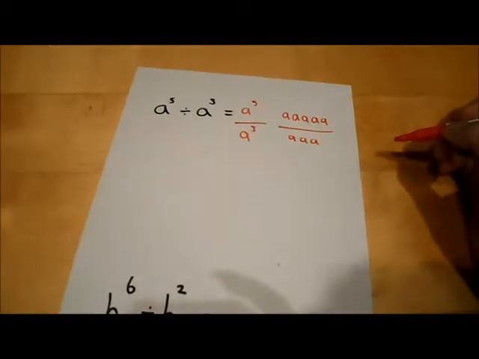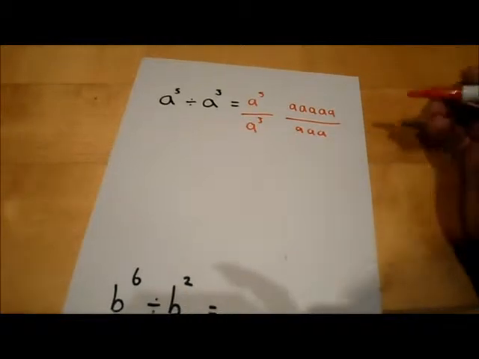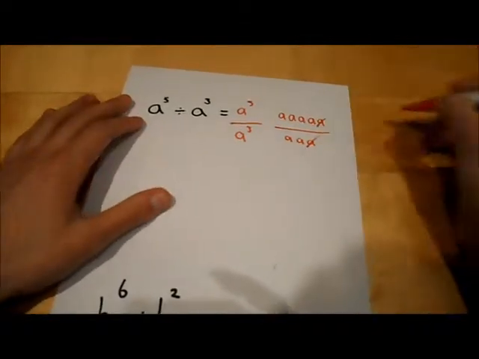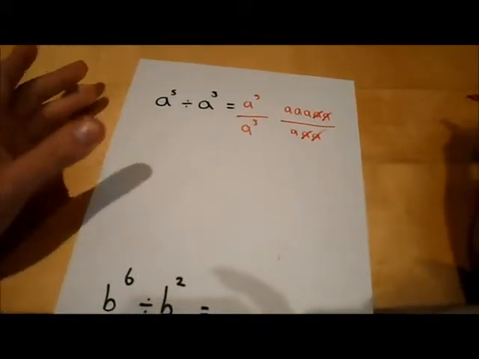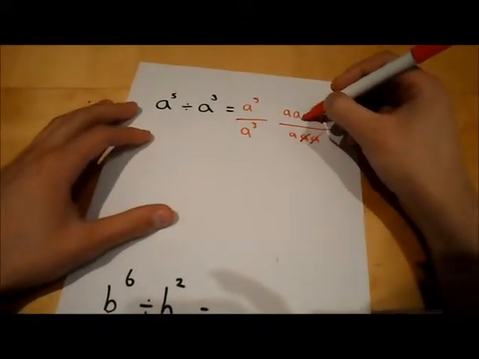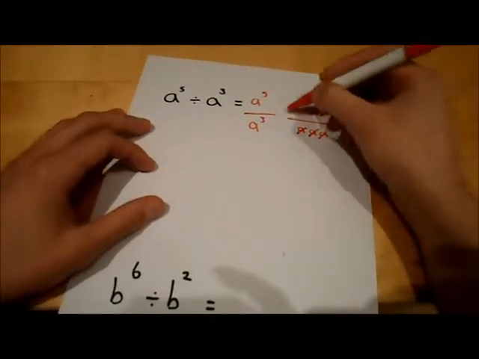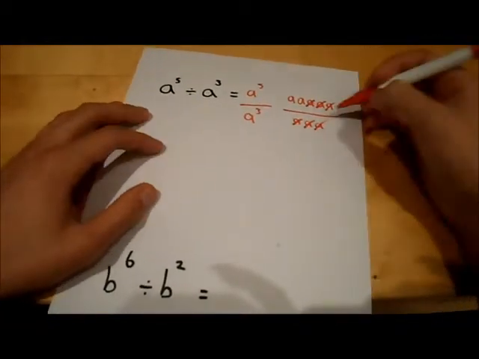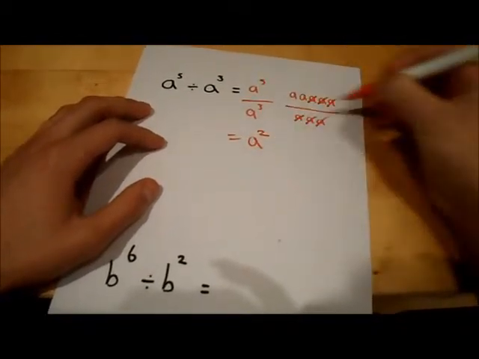Now, what we can do is start crossing these out, because a divided by a is just 1. So effectively, we don't need it. And again, a divided by a is 1, we don't need it. And again here, a divided by a is 1, so we don't need it. So what we're left with is a times by a, so that would be a squared.